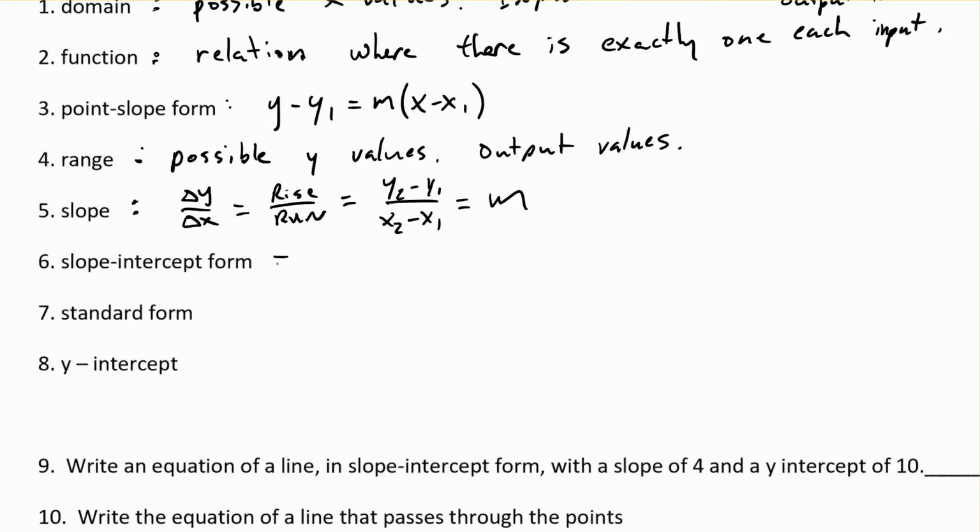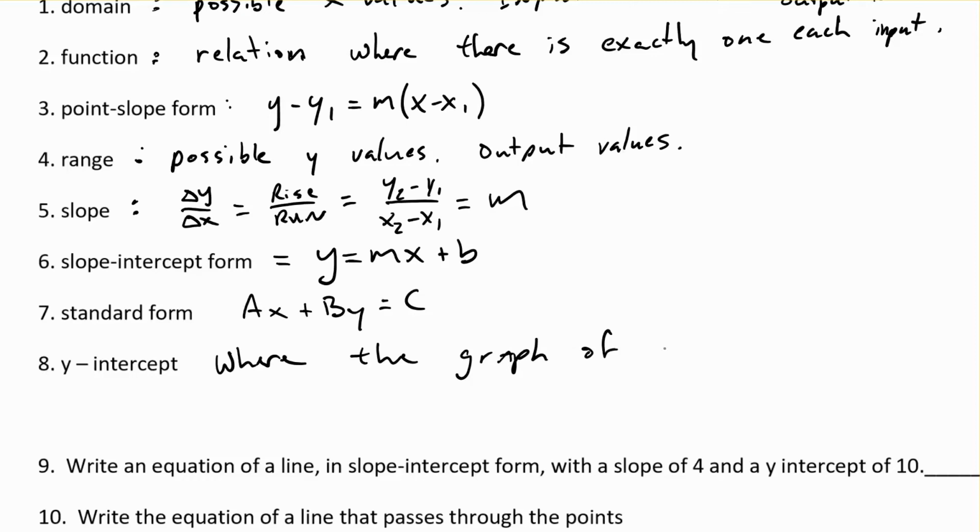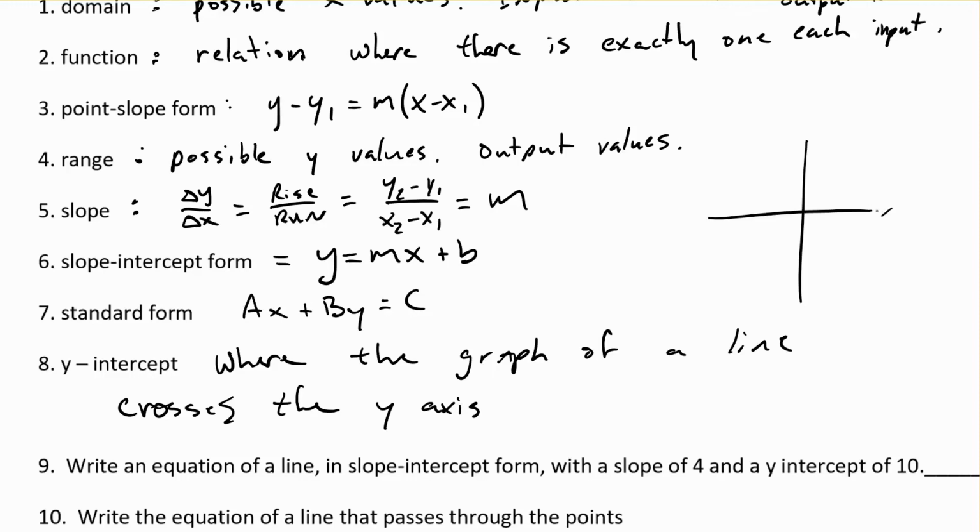Slope-intercept form, y equals mx plus b. Standard form, ax plus by equals c. And the y-intercept is where the graph of a line crosses the y-axis. So that would be x-axis, y-axis, and where our graph crosses the y-axis, y-intercept.